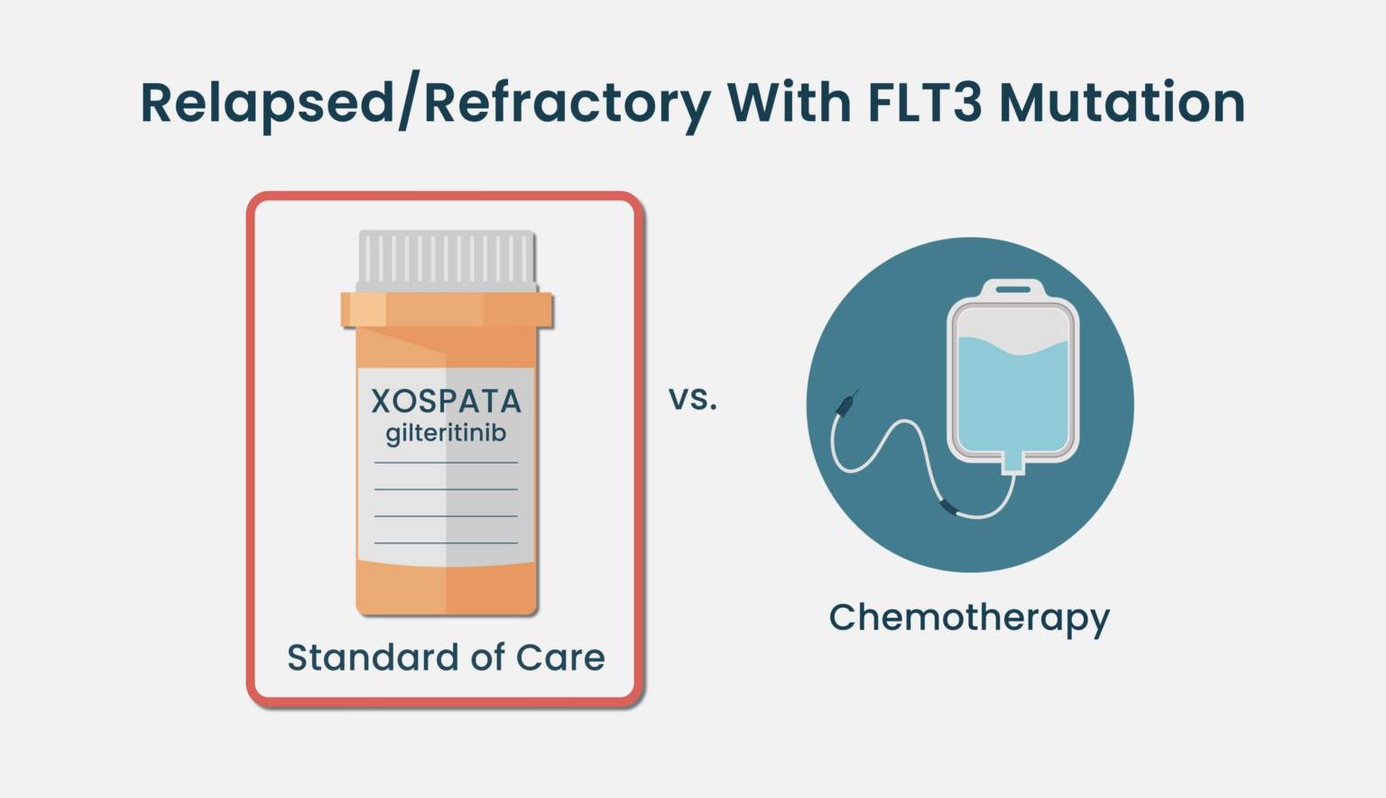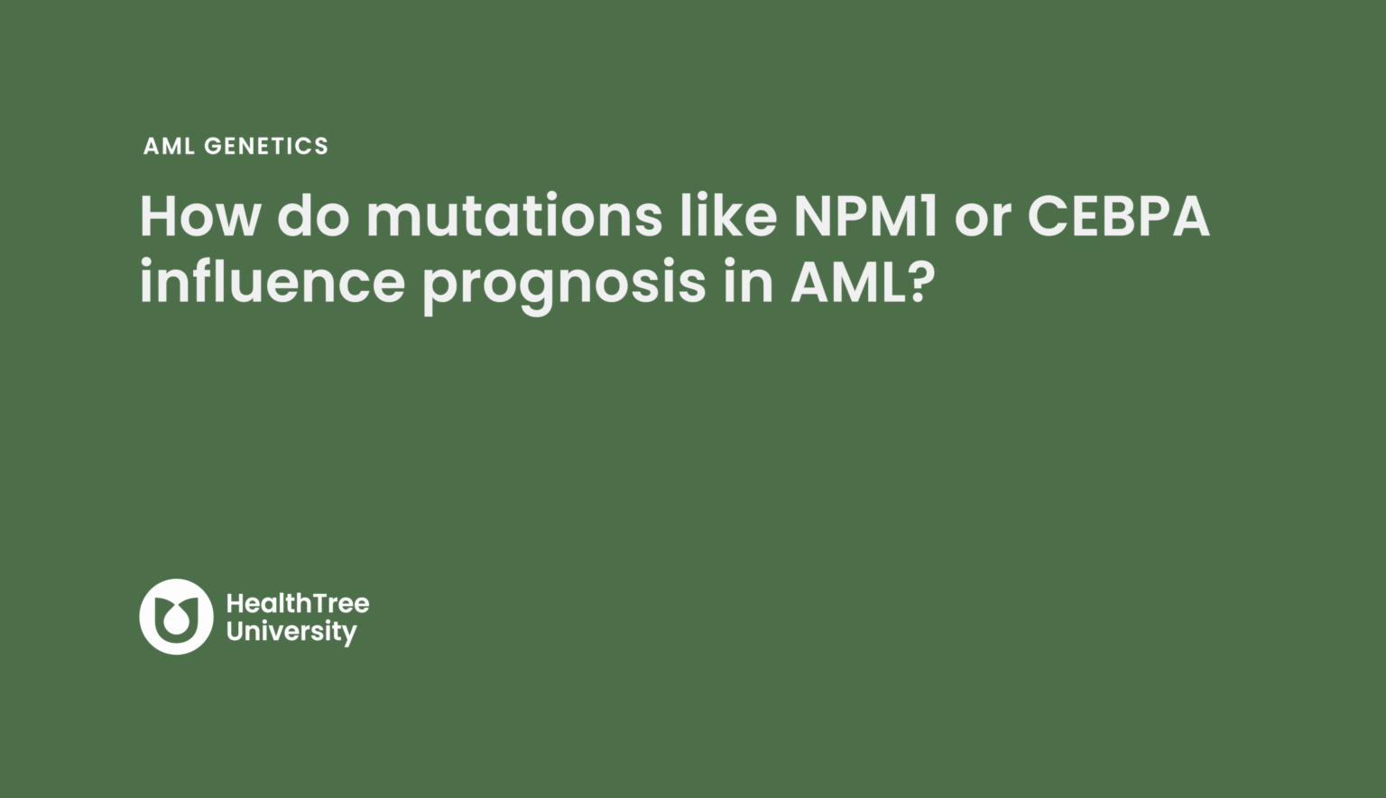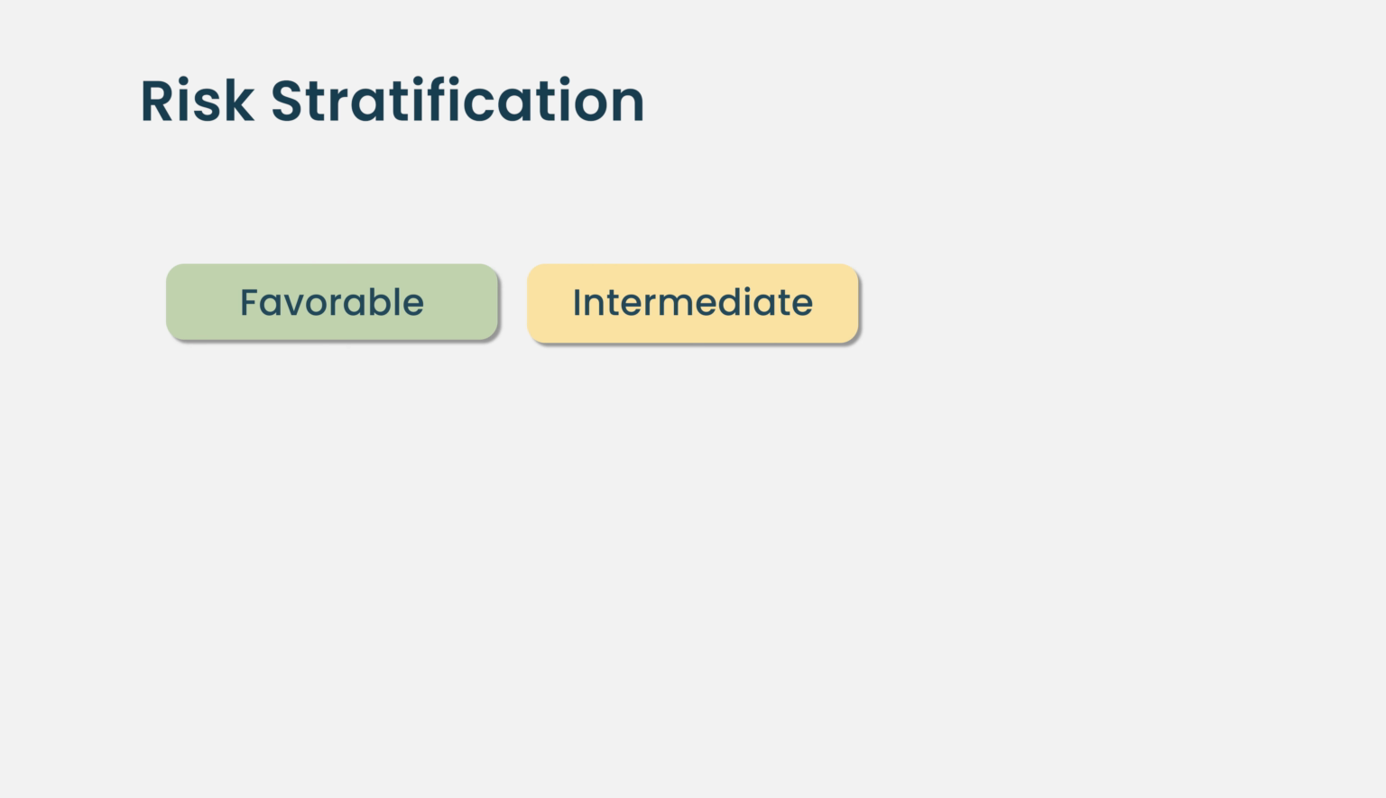How do mutations like NPM1 or CEBP alpha influence prognosis in AML? NPM1 and CEBP alpha are mutations that, generally speaking, are favorable risk mutations. When a patient is newly diagnosed with acute myeloid leukemia, we stratify that patient into having either favorable risk disease, intermediate risk disease, or adverse or unfavorable risk disease. Those are the same thing. And how we stratify people is completely based on the genetics of their leukemia. So certain genetic mutations put you into a favorable risk group, other mutations put you into an unfavorable risk group.